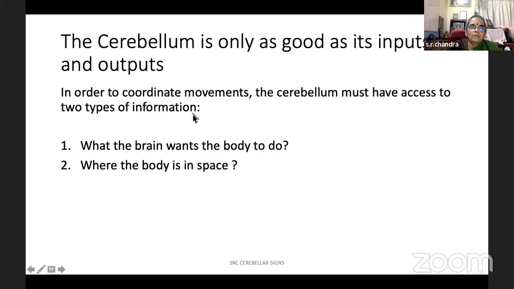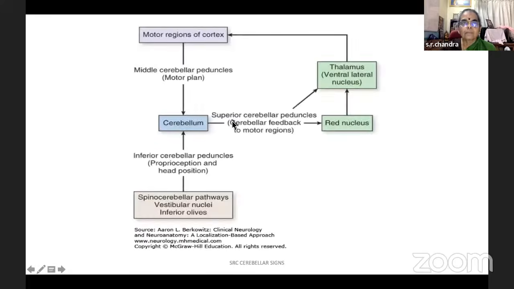And in order to coordinate this, what information is needed? What the brain wants the body to do. When a lion is coming, what should the body do? And where is the body in space? Are you closer to the lion or away from the lion? So these are the two pieces of information needed so that the cerebellum can form the motor schema.